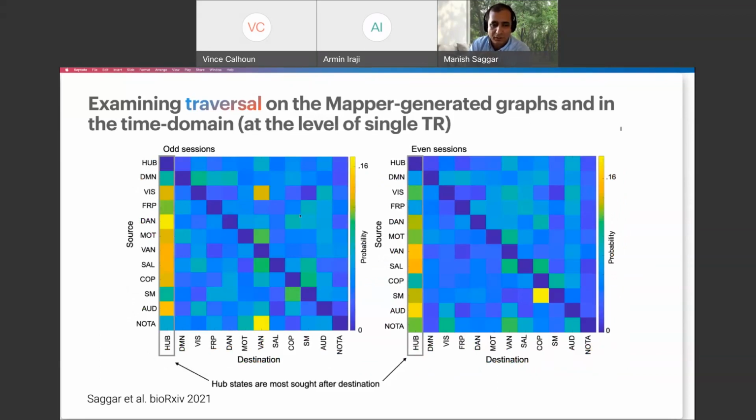And so for odd or even sessions, we see that the hub states tend to be the most sought after destinations. So no matter which state-dominated network you're in, you tend to go next to the hub state. It's not a very high probability, like 0.16 out of 1, but still pretty high for hub states to be the dominating states. And that pattern repeats across sessions.